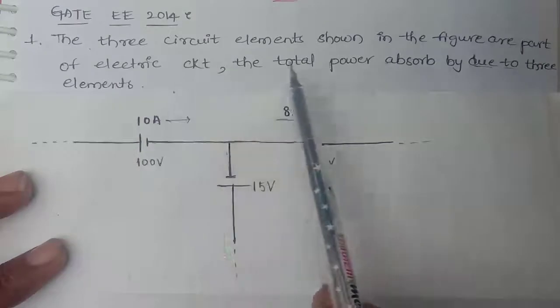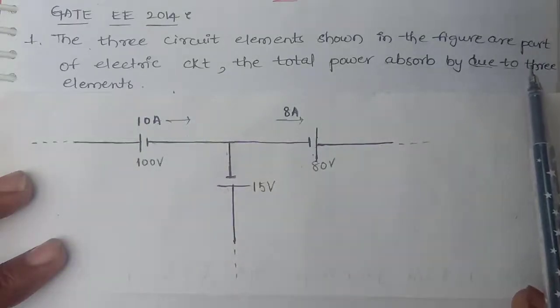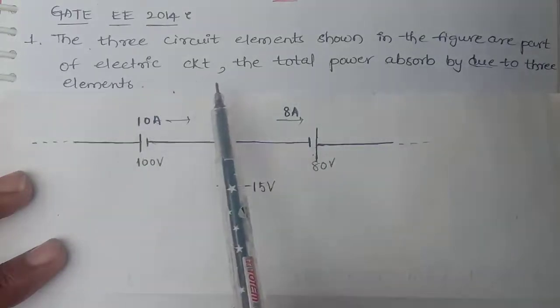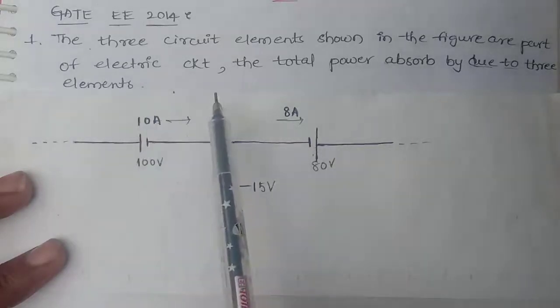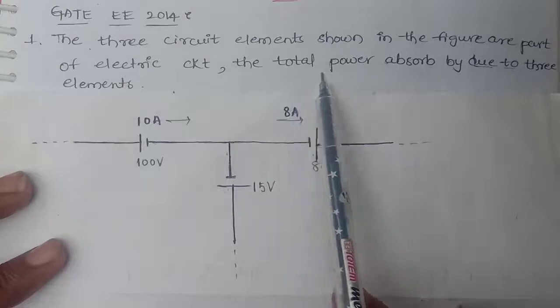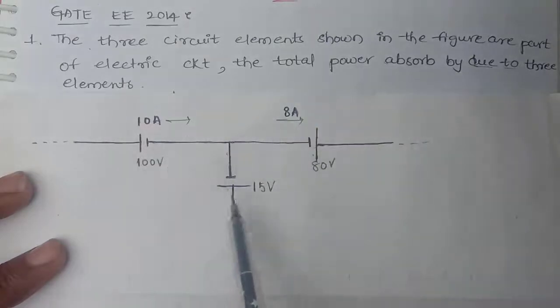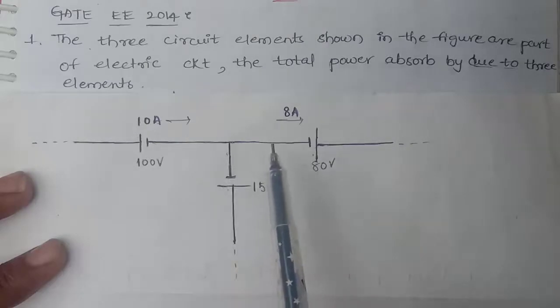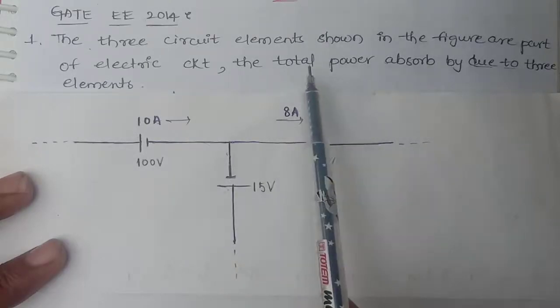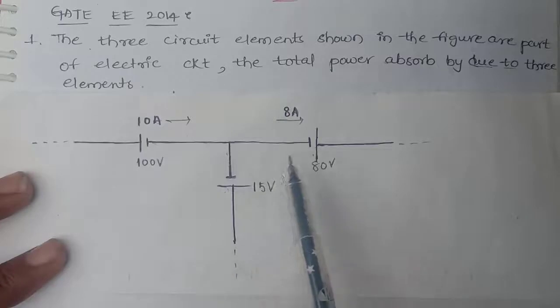The three circuit elements shown in the figure are part of an electric circuit, and we need to find out the total power absorbed by these three elements.